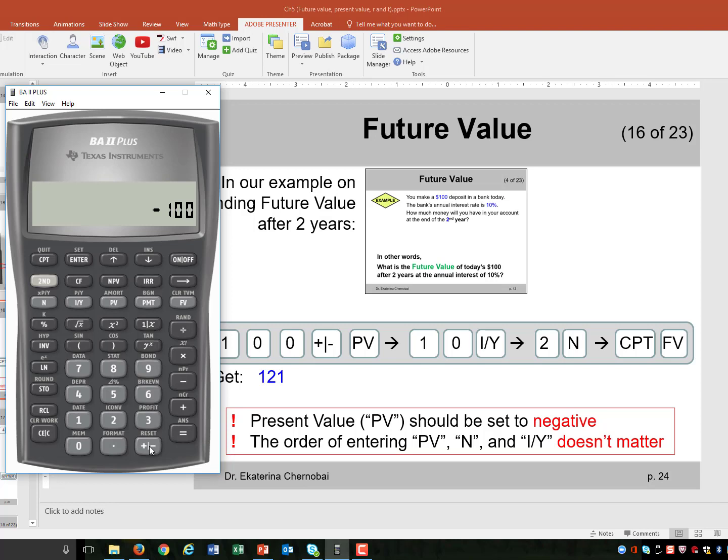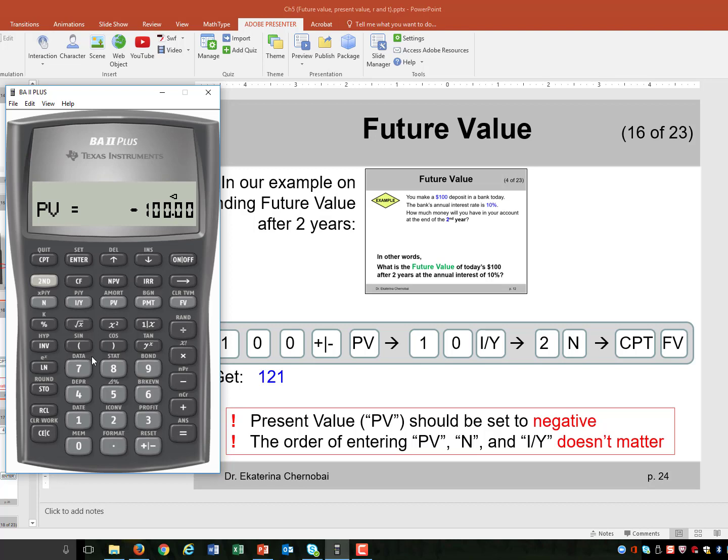Then you want to tell the calculator what this number means. What is it? It's not the number of years, it's not the interest rate, it's the initial dollar amount today, at present, or the present value, PV. You press the PV button. Now the display shows PV equals negative 100.